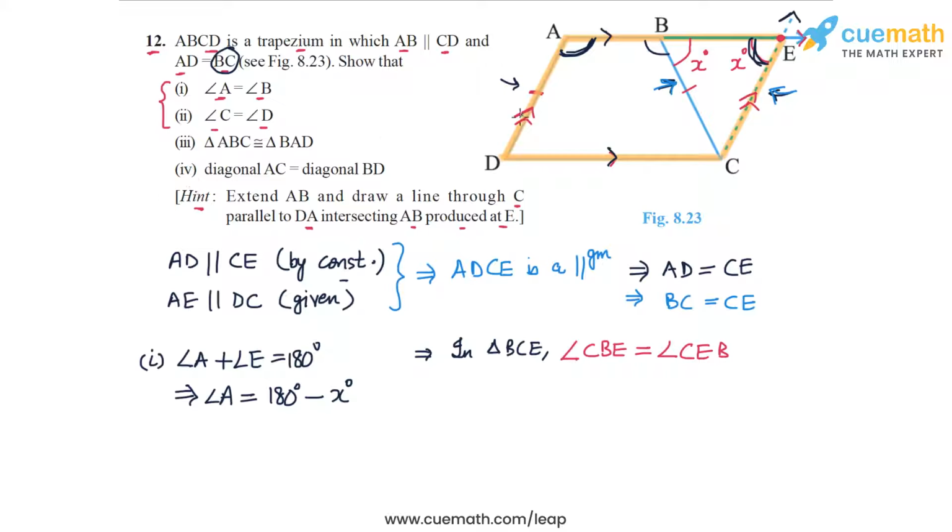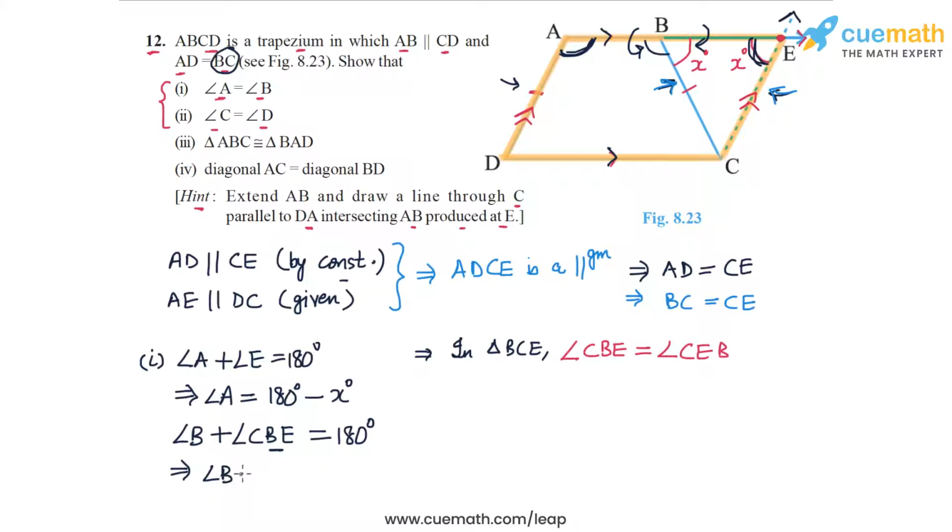Now what can we say about angle B? Angle B, this angle here, forms a linear pair with this angle here. So once again we can write angle B plus angle CBE, which is the other angle in the pair, is equal to 180 degrees, and angle CBE is also equal to x degrees.